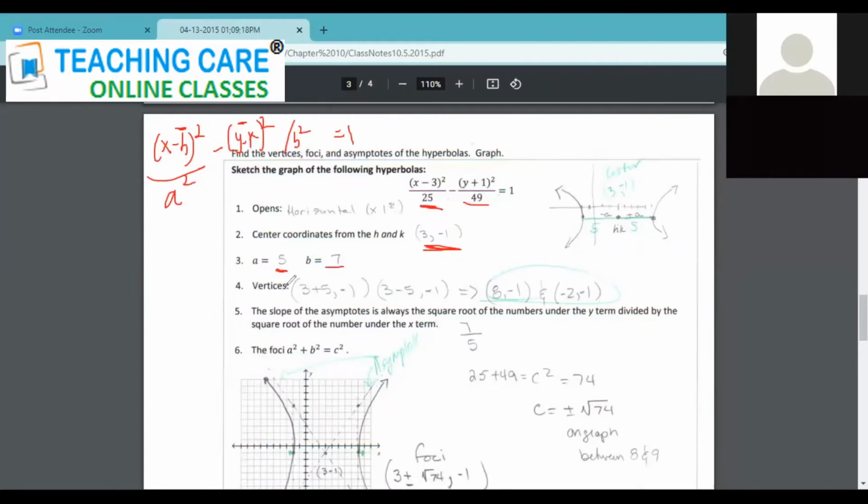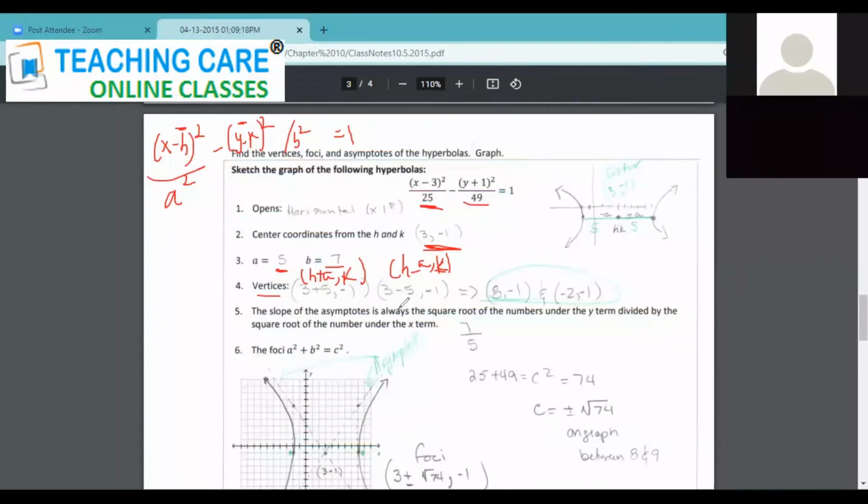Now coming to your vertices. What are the vertices? It is h plus a comma k and h minus a comma k. Am I right? Yes, I'm right. Fine. This part, in framing, you have to be thorough.